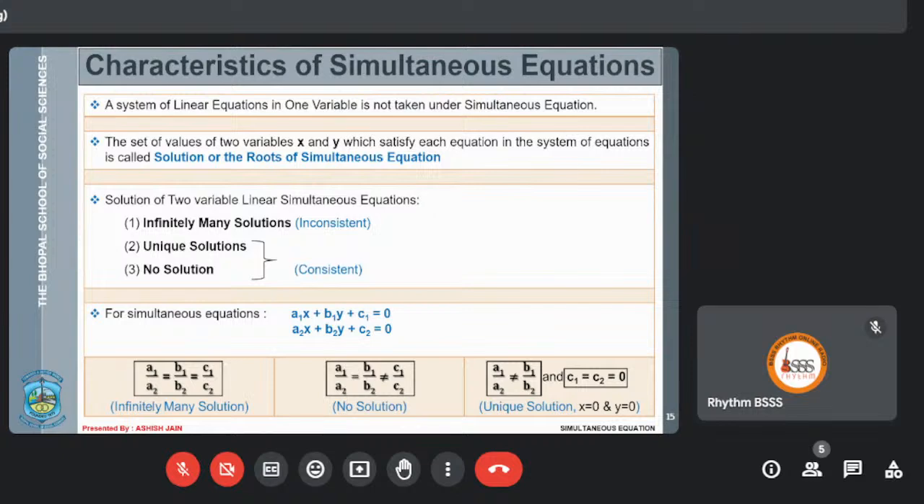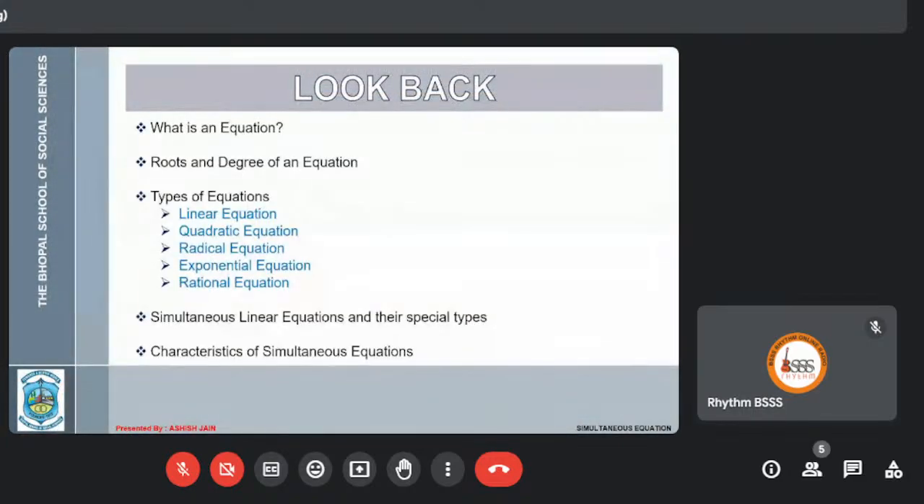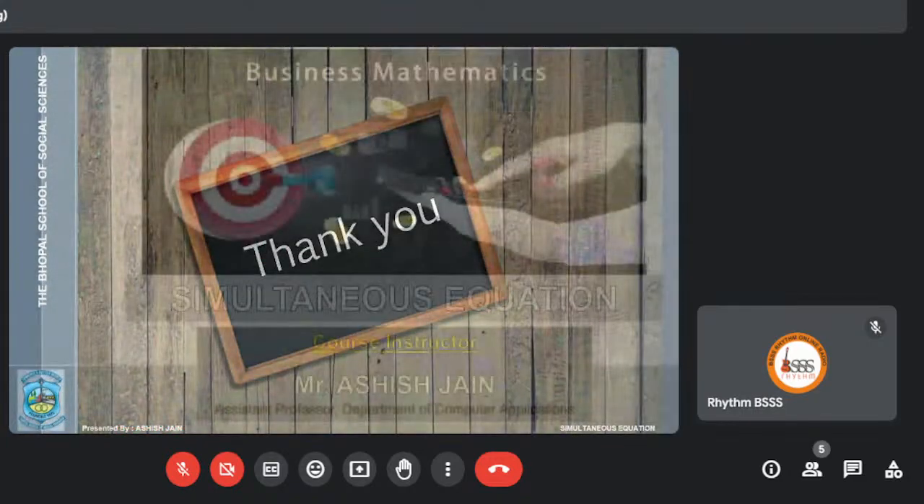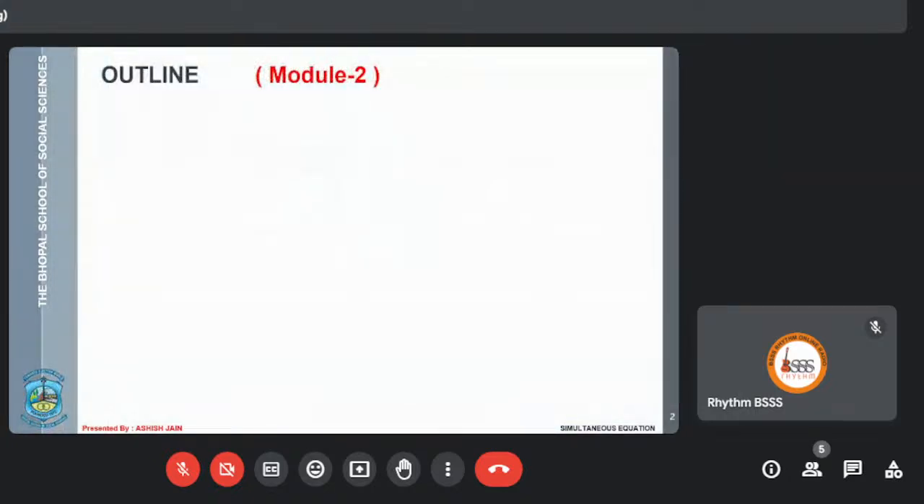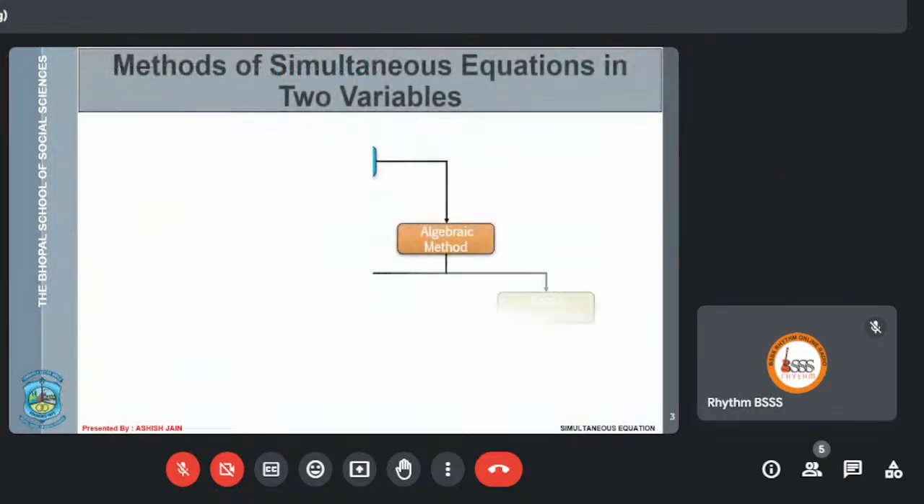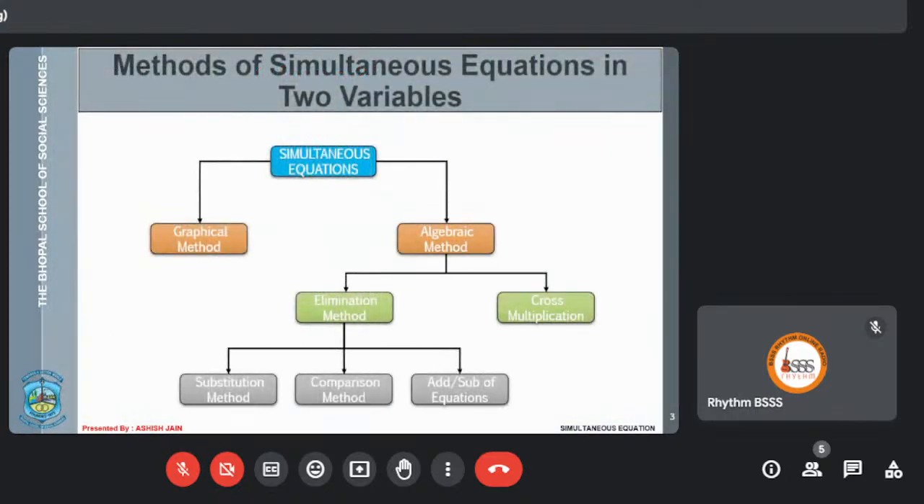So this may come as a theory question. So we stick to the problems. Now we see in what ways we solve simultaneous equations, right? So first we will see what are the methods of solving simultaneous equation. So basically we have two types of methods that we use to solve simultaneous equation.